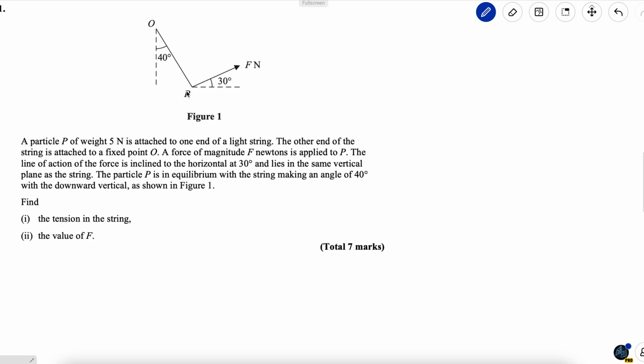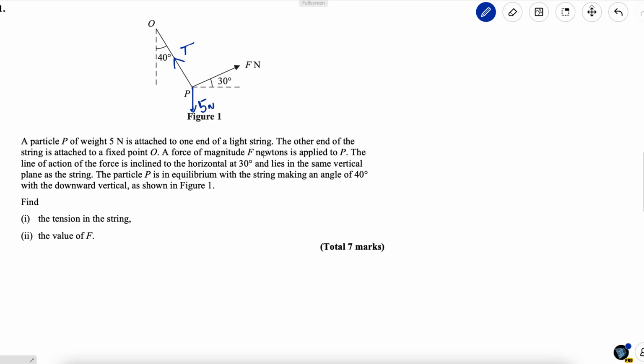A particle P of weight 5 newtons. I'll mark that weight on there, I don't need to multiply by gravity. It is attached to one end of a light string, the other end of the string is attached to a fixed point O, so I can mark on there'll be a tension in the string pulling away from the object.